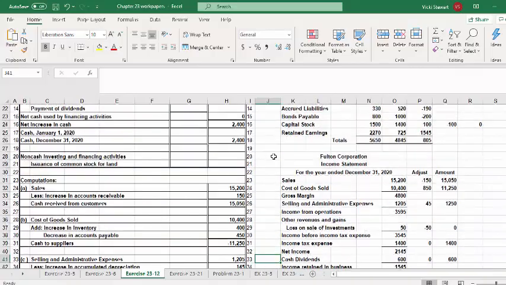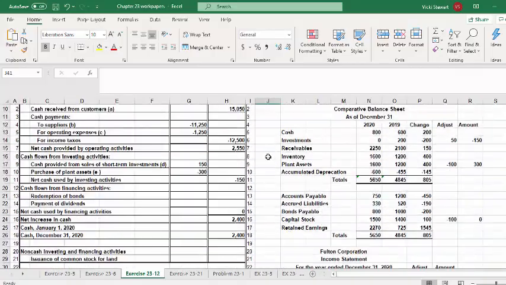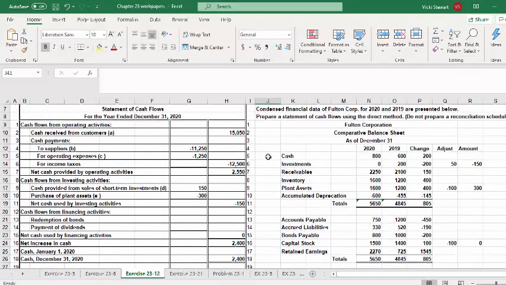So now when we go back up to the top to the actual cash flow statement, you'll see that many of the amounts have been completed based on the computations that we made at the bottom. We now have our total cash received from customers of $15,050. We have our cash payments to our suppliers and for our operating expenses already completed from the bottom. But we do need to subtract that $1,400 of income tax expense. And again, there was no income tax payable shown.